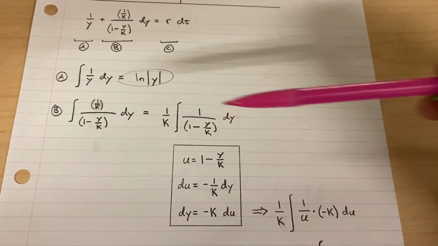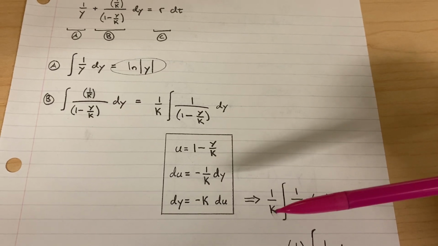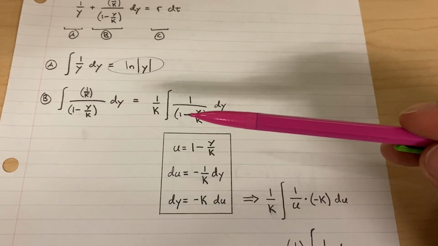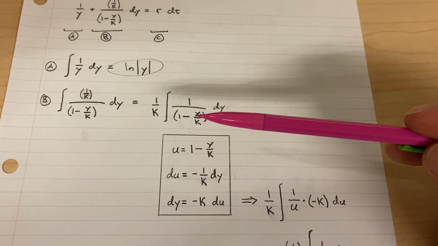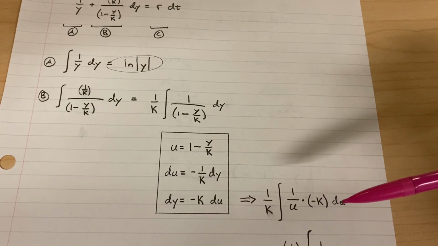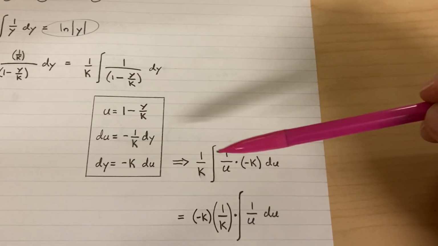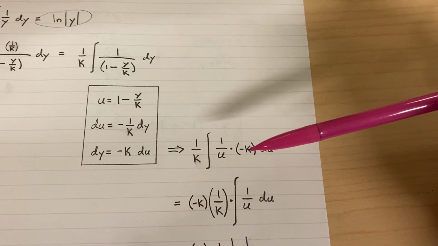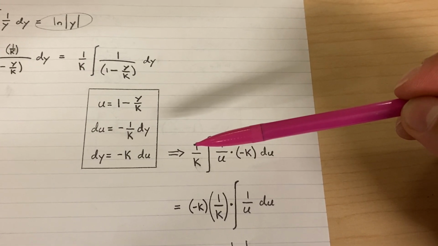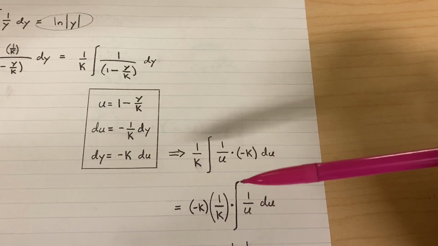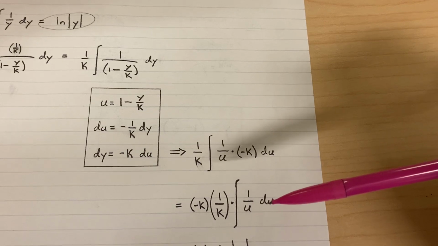So now we're going to sub this information back into our integral. The original integral was 1 over k, times the integral of 1 over u, this time because u was equal to the entire expression. And then we're going to sub in for dy, negative k du. So here's our new integral that we're solving for here for component B. We have this negative k here. We can pop that out also as a constant, leaving us with negative k times 1 over k times the integral of 1 over u du.